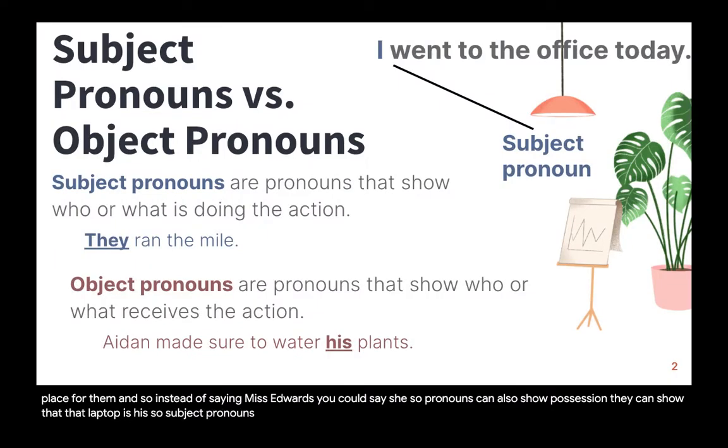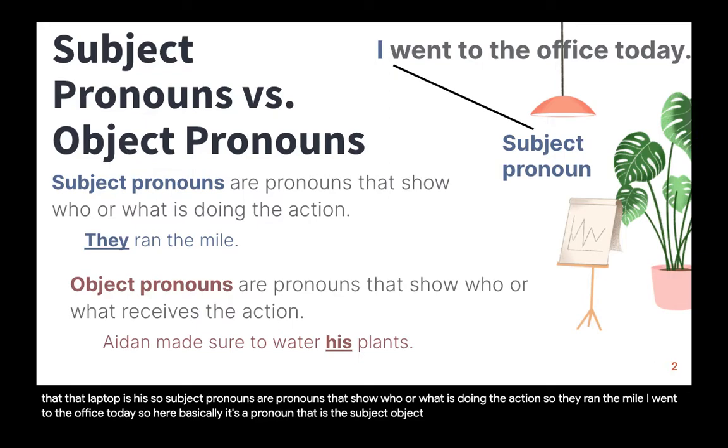So subject pronouns are pronouns that show who or what is doing the action. So, they ran the mile. I went to the office today. So, here, basically, it's a pronoun that is the subject.